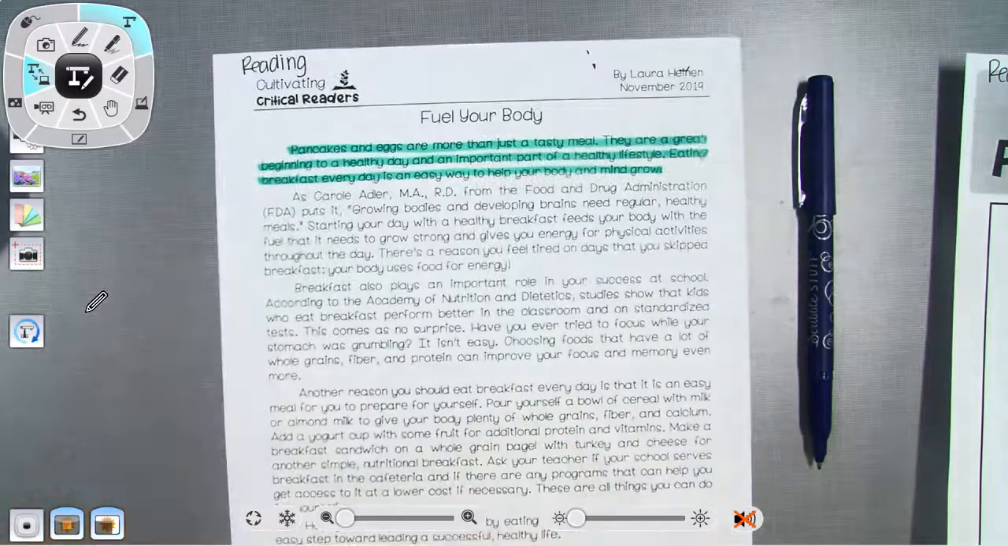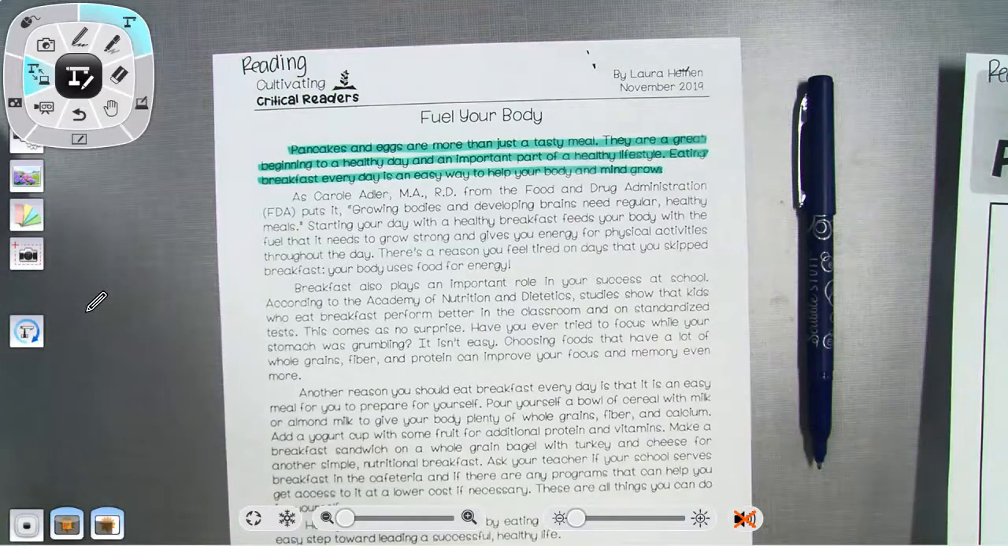Okay. And it says, pancakes and eggs are more than just a tasty meal. They are a great beginning to a healthy day and an important part of a healthy lifestyle. Eating breakfast every day is an easy way to help your body and mind grow. So his claim is that eating breakfast every day is an easy way to help your body and mind grow. Okay, so that's his claim. That's his opinion. His opinion is that eating breakfast every day helps your body and mind grow.